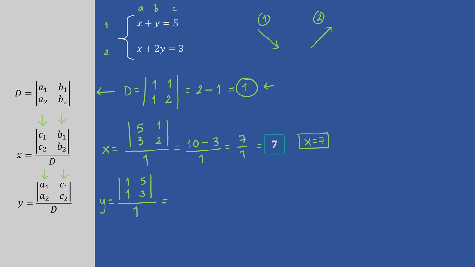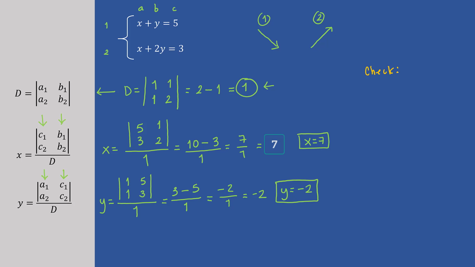Main diagonal, 1 times 3, 3, minus secondary diagonal, 1 times 5, 5, over 1. 3 minus 5, minus 2, over 1. And minus 2 over 1 is minus 2. So we found that y equals minus 2. Okay, but now we have to check our answer. Let's check here.